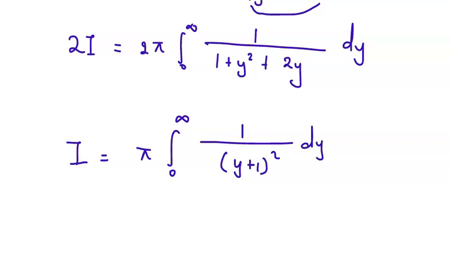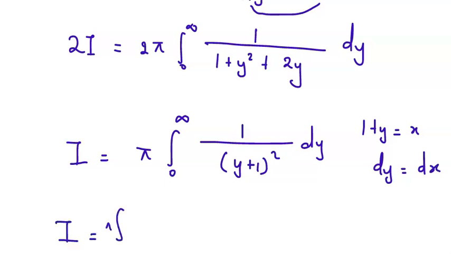So let's make the following substitution. We're going to let 1 plus y equals x. Differentiate both sides, we get dy is equal to dx. So our limit is going to change. We have pi times, if y is approaching 0, x is approaching 1 plus 0, which is 1. If y is approaching infinity, x is approaching 1 plus infinity, which is infinity. Then we have 1 over x squared, and we have dx.